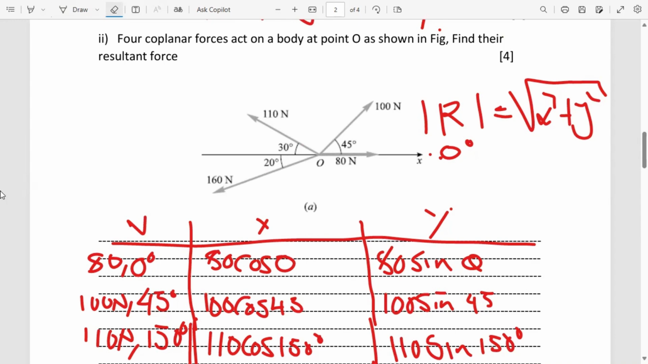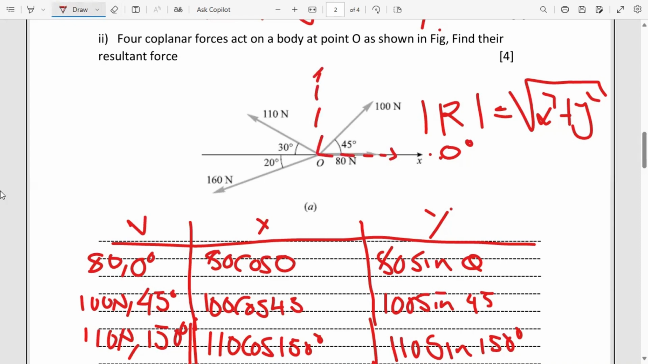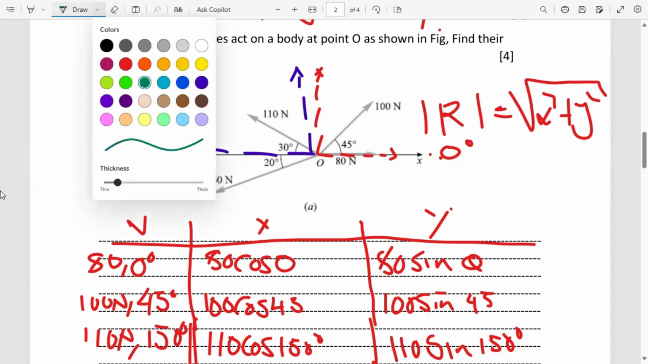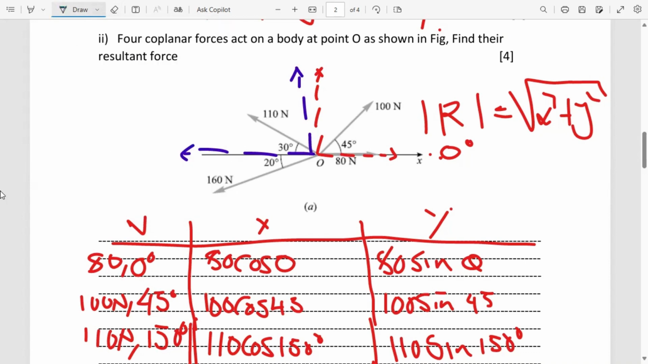What about the 100 Newton vector? We're going to have two components. We're going to have an x component there and a y component there. What about the 110 Newton vector? It is also going to have its x component pointing in that direction, whilst its y component will be pointing in that direction. What about the 160 Newton vector? It is also going to have its x component pointing in that direction, whilst its y component is pointing in that direction. So which means this guy here is the y.